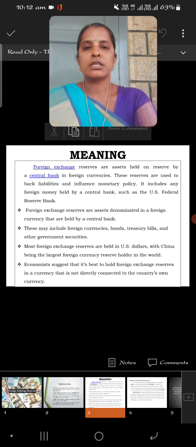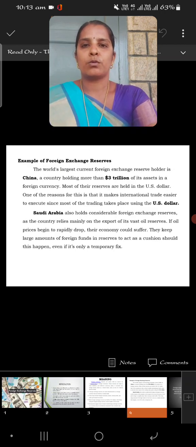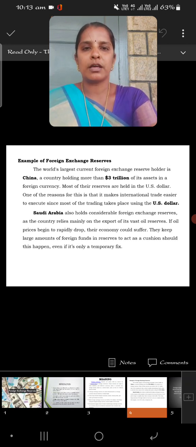Most economists suggest that it is best to hold foreign exchange reserves in a currency that is not directly connected with the country's own currency. Now we are going to see some examples of foreign exchange reserves. For example, China can hold $3 trillion in assets in foreign currency, but in US dollars they can exchange the currency when needed.